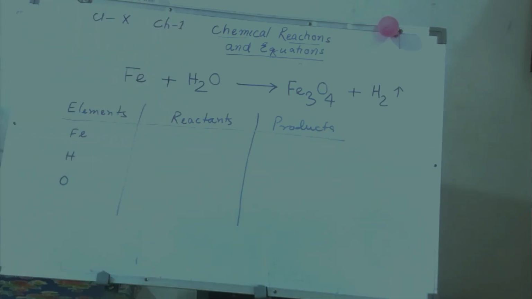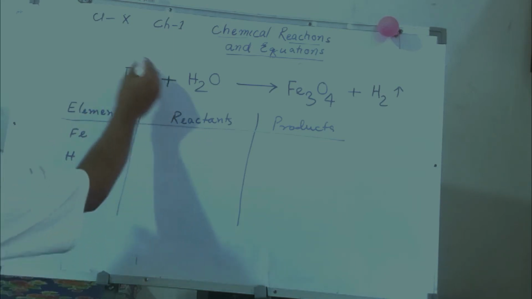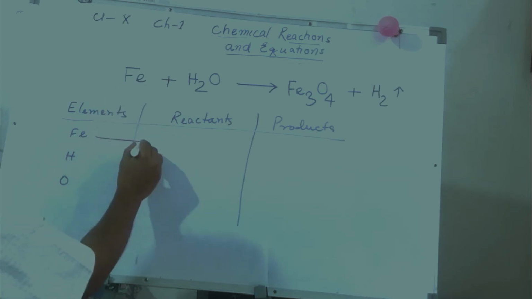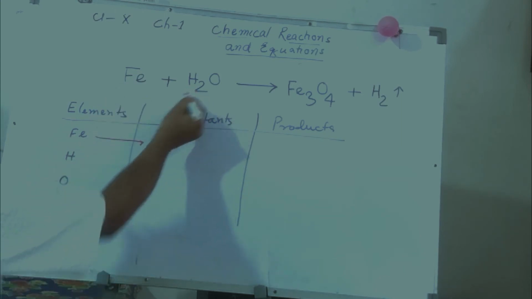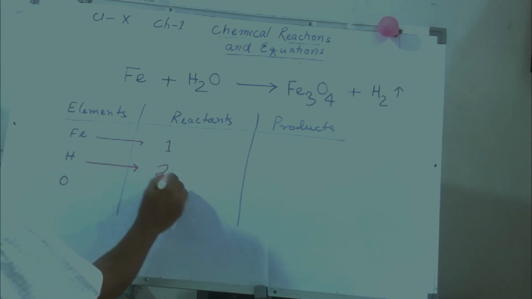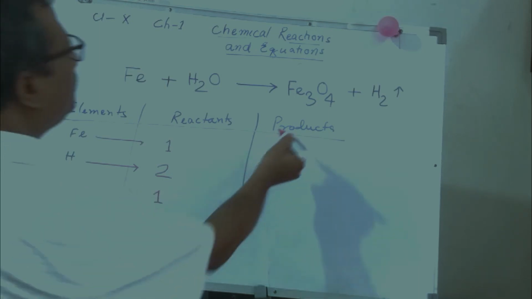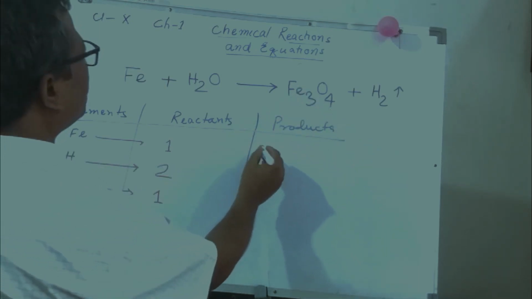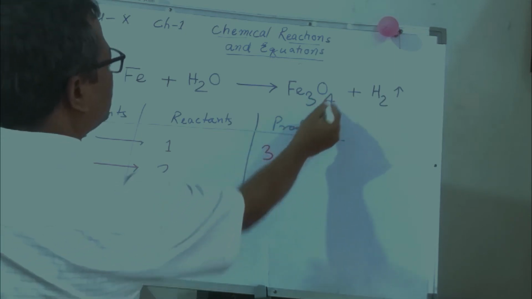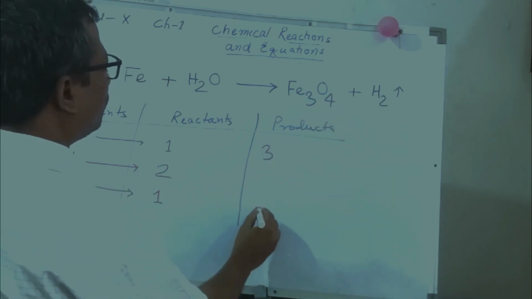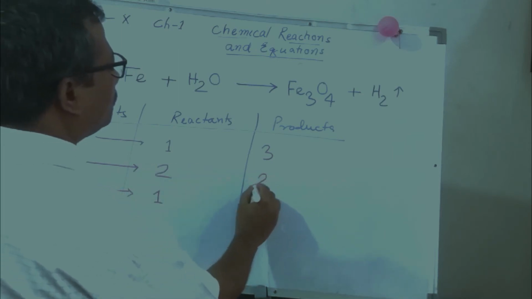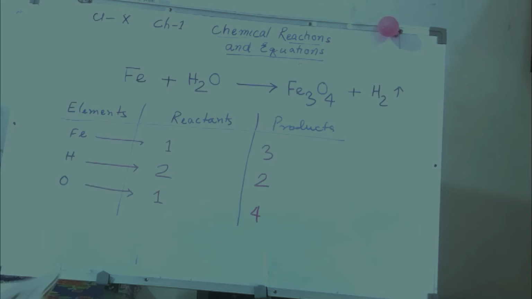As you know, how many atoms of iron are there? There is only one. How many hydrogen? There are two atoms. How many oxygen? There is only one oxygen. But in the products, how many iron are there? 3. How many oxygen? 4. How many hydrogen? 2. Now these are not equal. So it is required to be balanced.